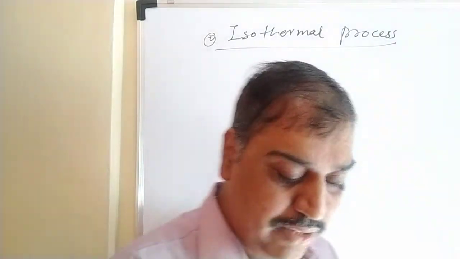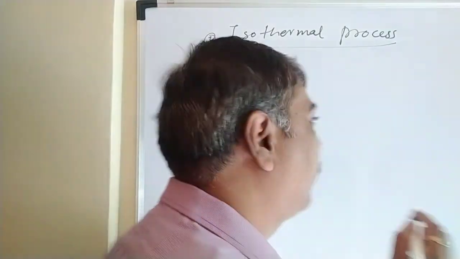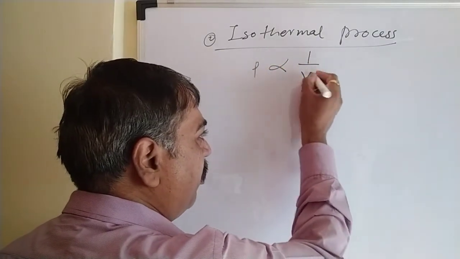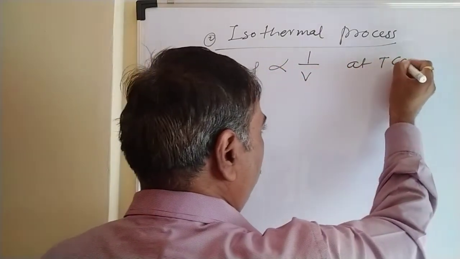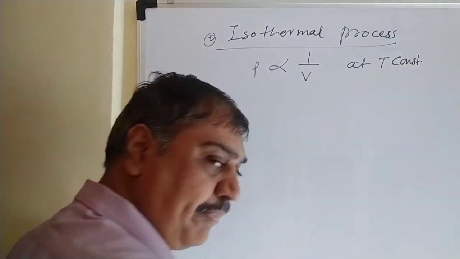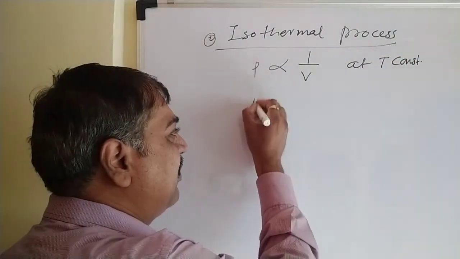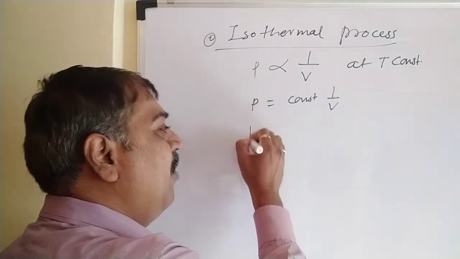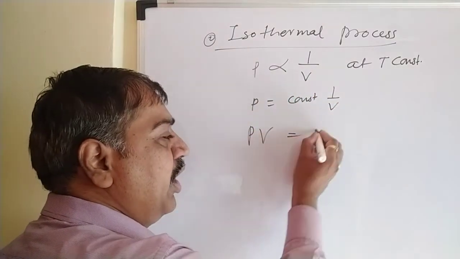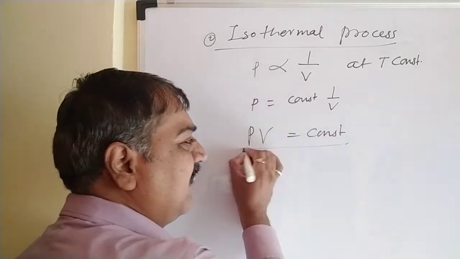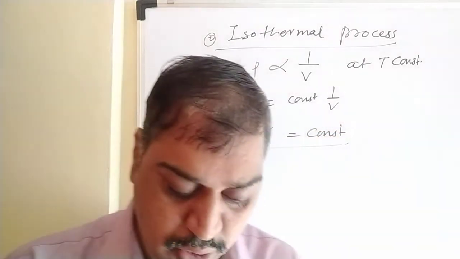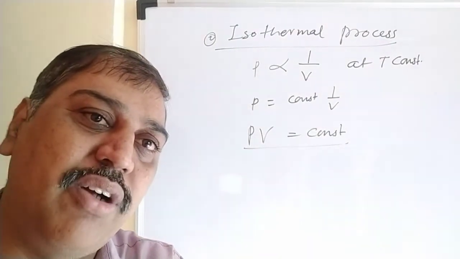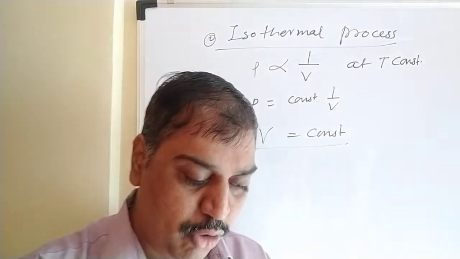So according to isothermal processes, we can write P is inversely proportional to V at T constant. So this is nothing but Boyle's law, if you remember. Or we can write this as P equal to some constant into 1 by V, or P into V equal to some constant. This is Boyle's law as we know. In Boyle's law, as temperature is constant, the product of pressure and volume is always constant.